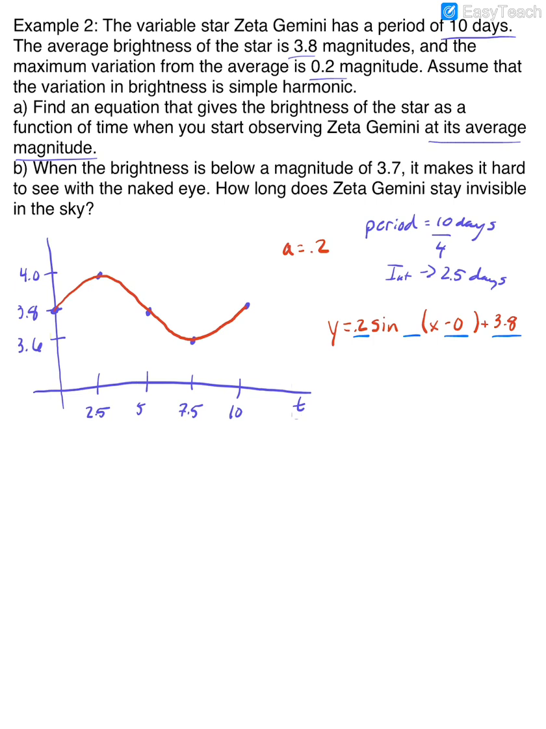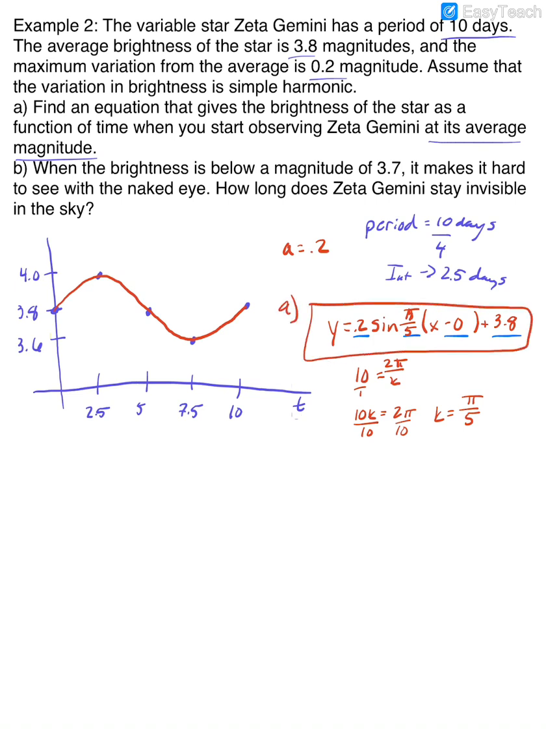Now, to find my k value, I just have to take 10 and set it equal to 2 pi over k and solve. So that gets me 10k equals 2 pi, divided by 10. So k equals pi over 5. And there is my equation for question A.